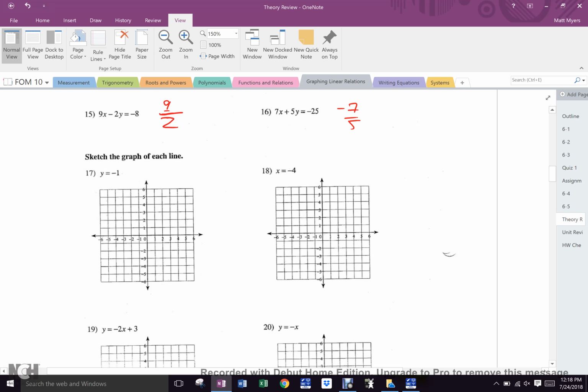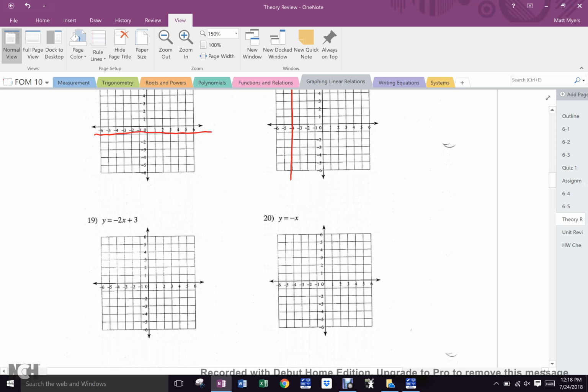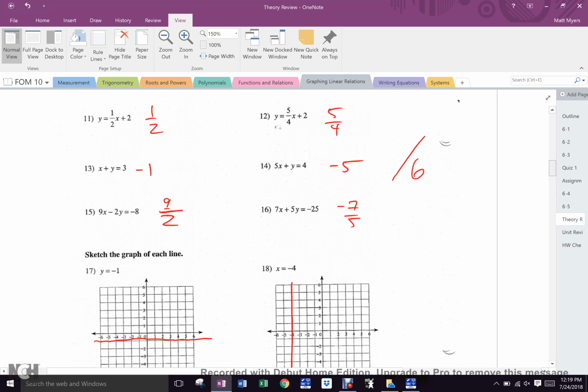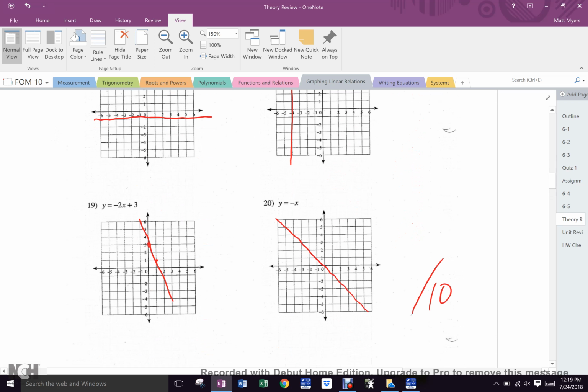Y equals negative 1, right there for 1 mark. X equals negative 4, right there for 1 mark. Y equals 2x plus 3 down to over 1, right there for 1 mark. Y equals negative x, right there for 1 mark. That's it on that page, making it out of 6 and 4 out of 10.